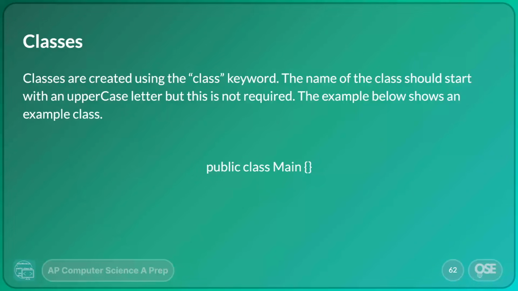Classes are created using the class keyword. The name of the class should start with an uppercase letter, but this is not required, it's just best practice. The example here shows an example class. You can see that we start with the word public to denote which type of class we're going to make. Then we use the class keyword, and then we give the class a name. In this case, we're naming it Main.